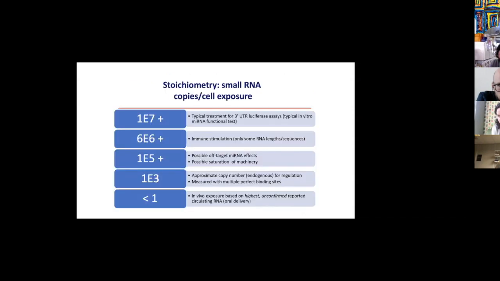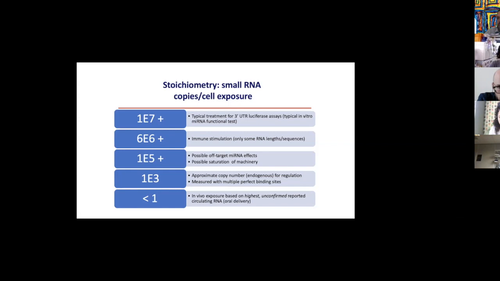Now, there are exceptions. I did a comparison one time when I looked through the literature, trying to understand what kinds of stoichiometries are out there. A lot of papers that we see are using these luciferase assays, where we have a microRNA target in a 3' UTR, and that 3' UTR is attached to a reporter, a sequence encoding a reporter like luciferase. In many cases, we're actually using 10 million copies of a microRNA to treat one cell, right? So this is how many might be used in a typical luciferase assay. It's been reported in the literature that having 6 million copies per cell of some RNA sequences can cause immune stimulation, so an off-target effect.